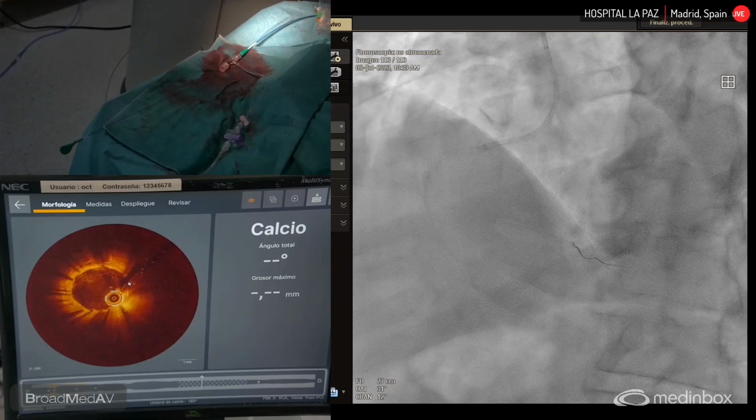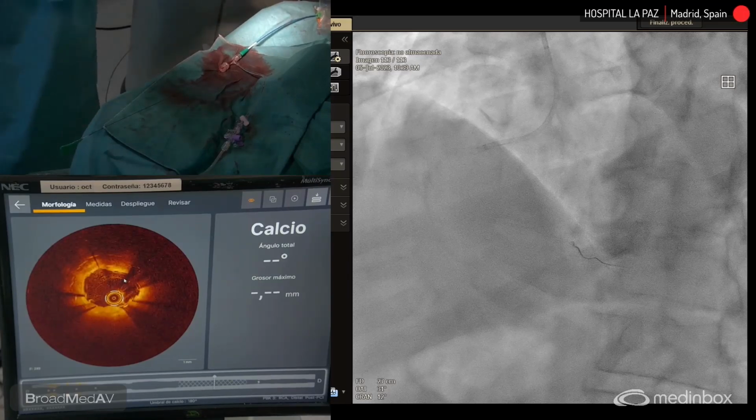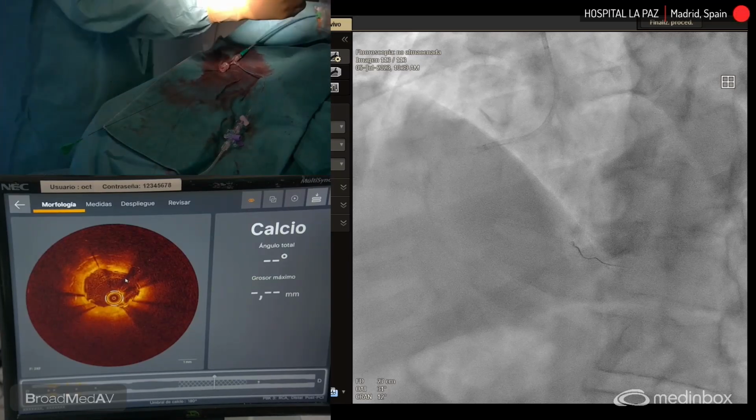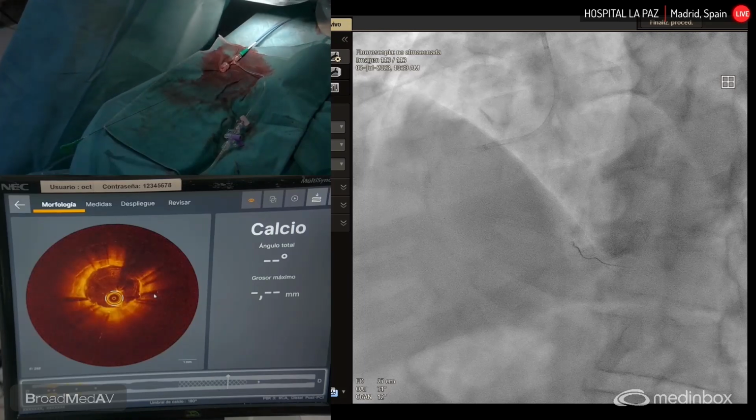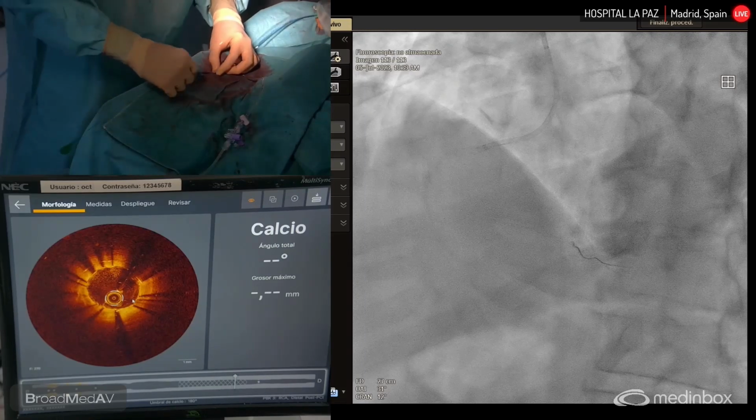And like the patient said before, he has new coronaries. Nearly new.